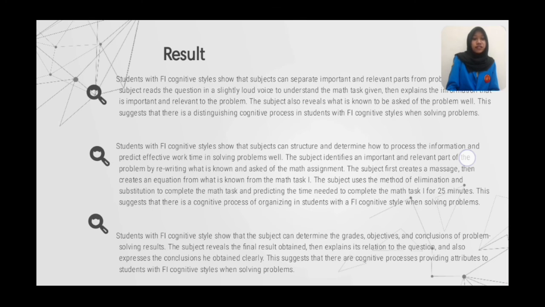The result of the description of analytical thinking in students with field-independent cognitive style shows that students with field-independent cognitive style show all analytical thinking indicators, in this case distinguishing, organizing, and attributing, reaching all analytical thinking criteria. The last is the conclusion.